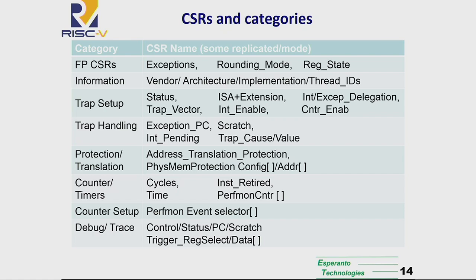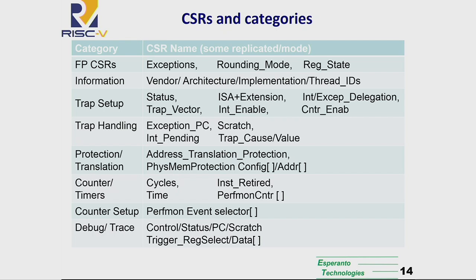There's floating point CSRs. There are information CSRs that tell you what kind of core you're running on, who designed it, what architecture it's running. There's trap setup and trap handling CSRs. There's protection translation CSRs. There's a set of counter and timer CSRs. There's configuration for the counters, counter setup CSRs. And finally, there's a set of debug CSRs.